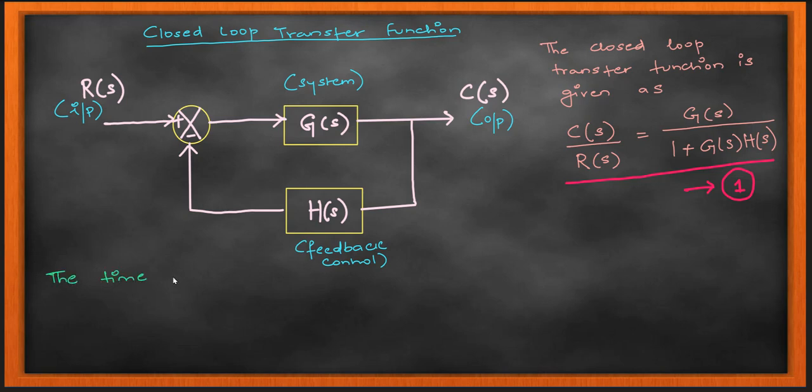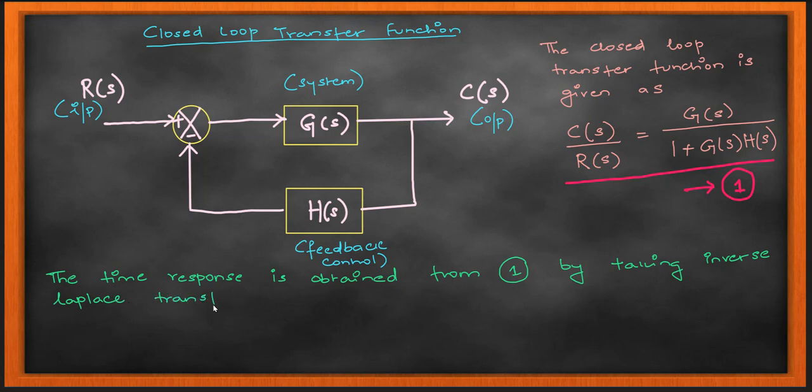So now I'm deriving the transfer function on the right hand side here. My C of S by R of S, we know from our negative feedback formula, is given by G of S divided by 1 plus G of S into H of S. That is the system divided by 1 plus system into feedback.